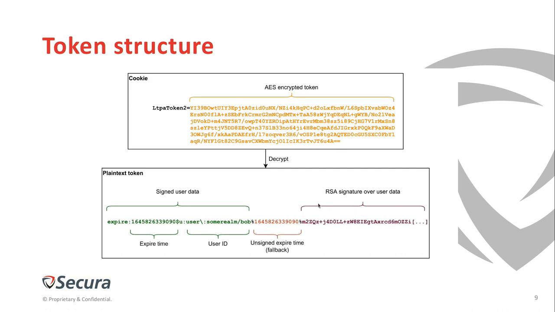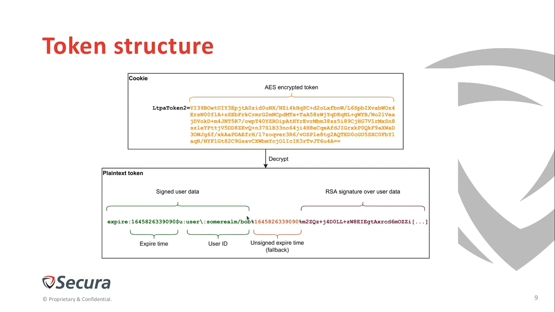Then there's a little part in the middle, which is basically a copy of your expiration date that is not signed. The reason for this is that older versions of the software didn't sign expiration dates. It was just in the middle here. It was not covered by the signature, which creates a tampering risk. They saw that, so they also added it to the signed part of the message.